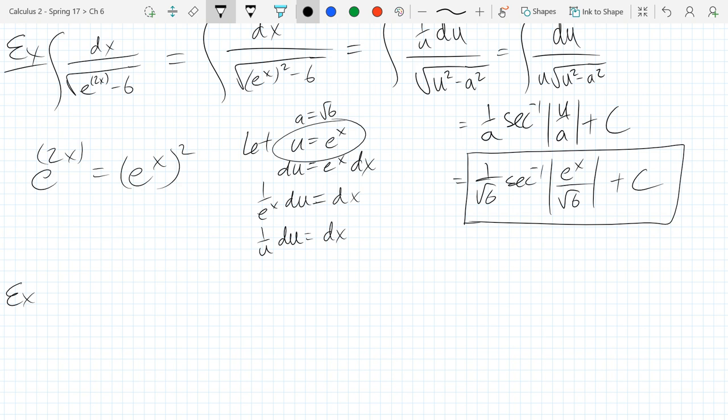Questions before we go to the next problem. So I consider that last problem a little bit different from the u sub you're used to, because you had a u all of a sudden appear. And this is the last problem of the section.